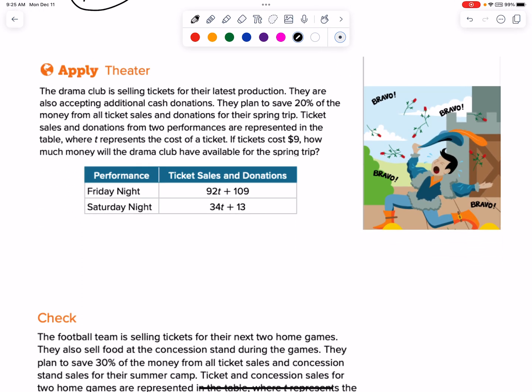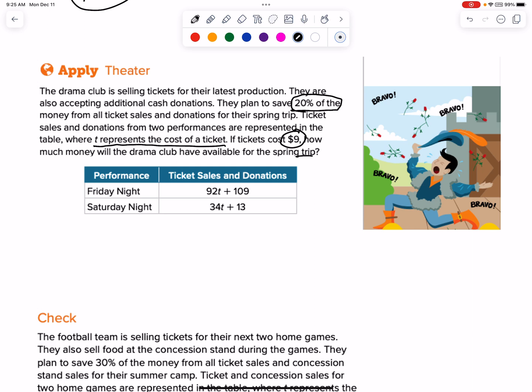Okay, so the Drama Club is selling tickets for their latest production. They're also accepting additional cash donations. They plan to save 20% of the money of all ticket sales and donations for the spring trip. Okay, so they're going to save 20%, so we probably have to figure out what that is at the end. Ticket sales and donations from 2 performances are represented in the table, where T represents the cost of the ticket. If tickets cost $9, how much money will they have available for the spring trip?